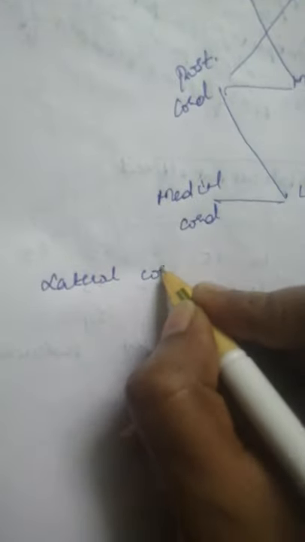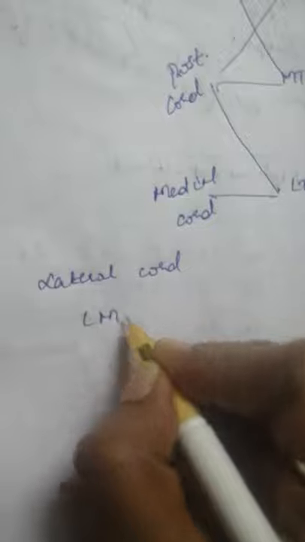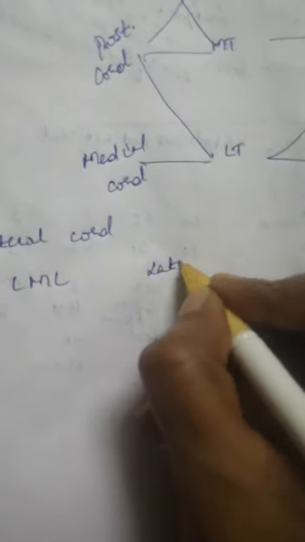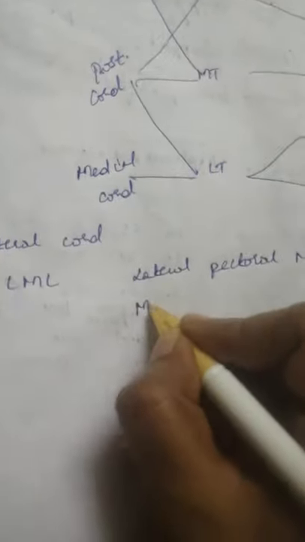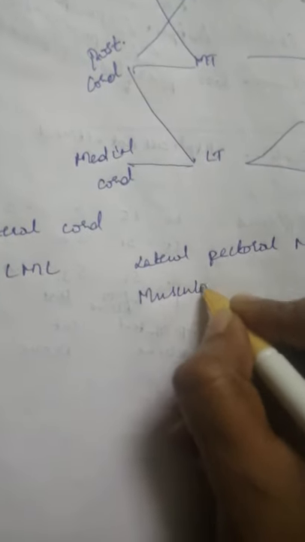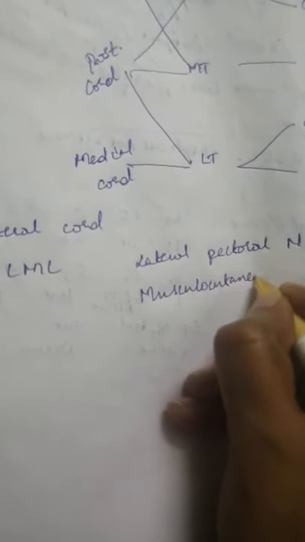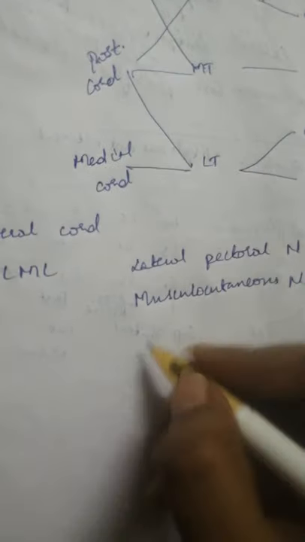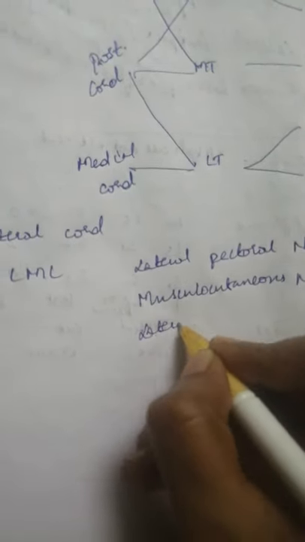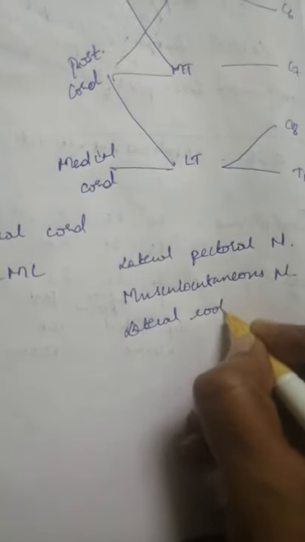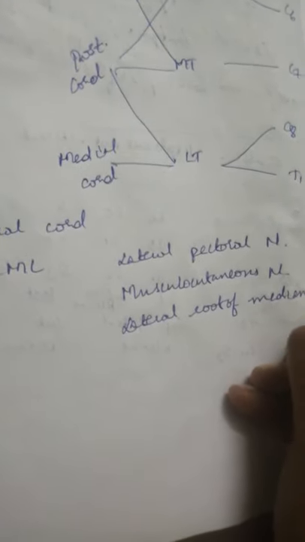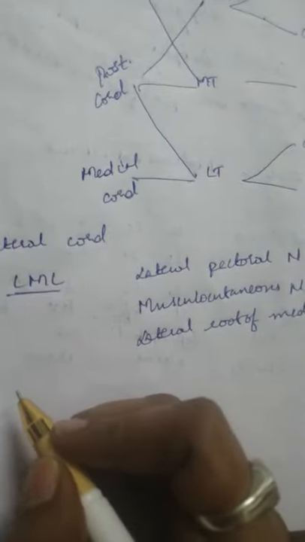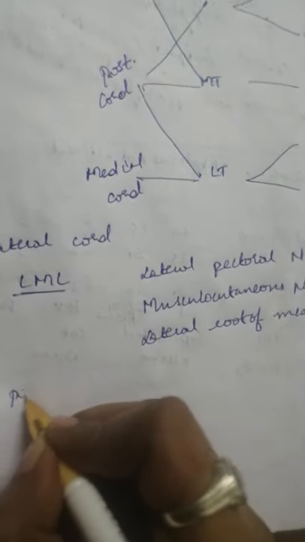For lateral cord, LML: lateral pectoral nerve, musculocutaneous nerve, lateral root of median nerve. Mnemonic LML.